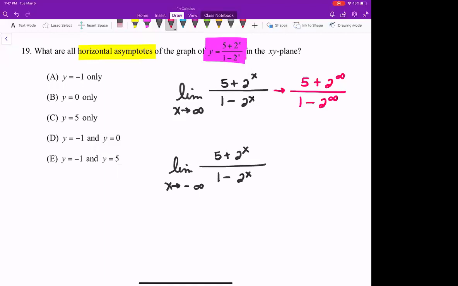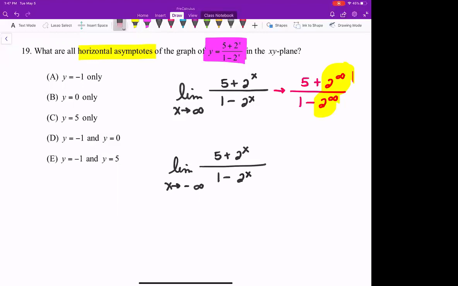These things right here, let's use this guy. That's just going to be going to an infinite value and an infinite value. So that means that really this is like 5 plus an infinite number over 1 minus an infinite number. And when that happens, there's actually more.